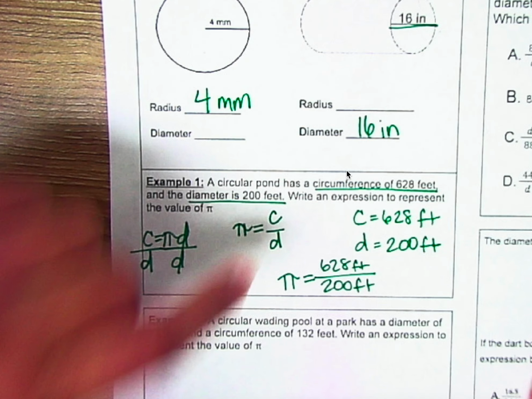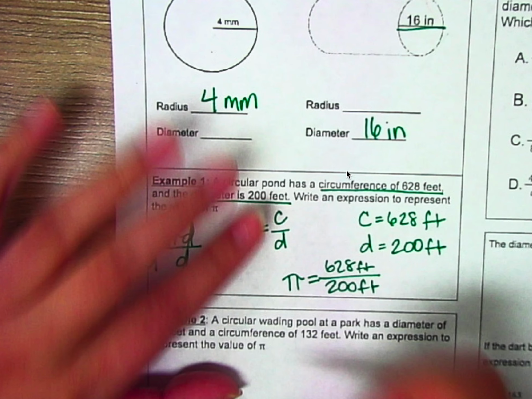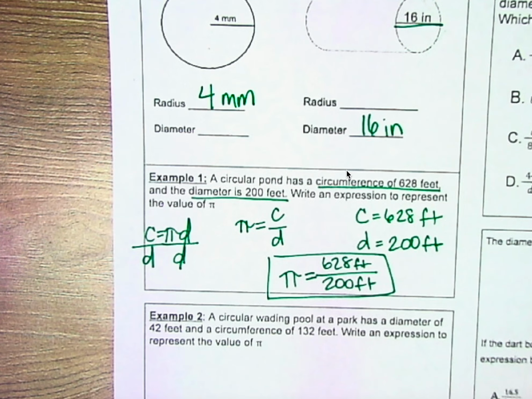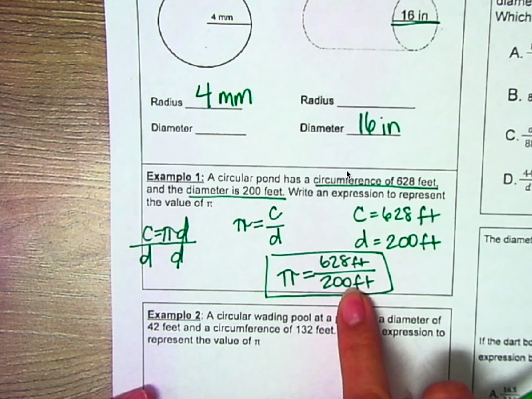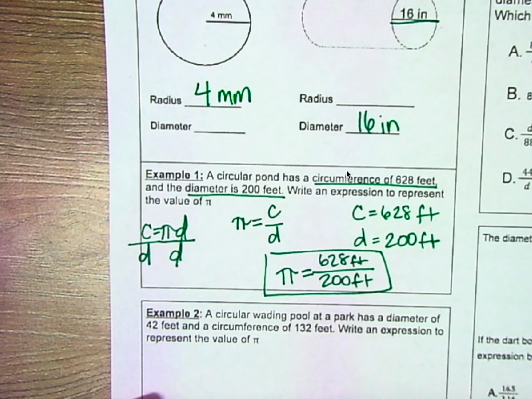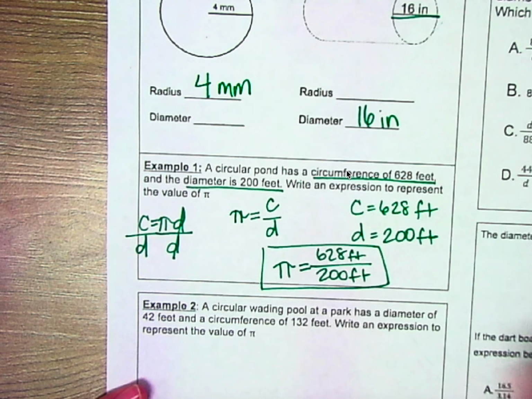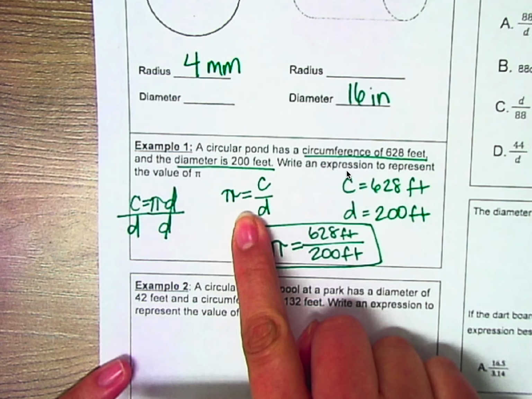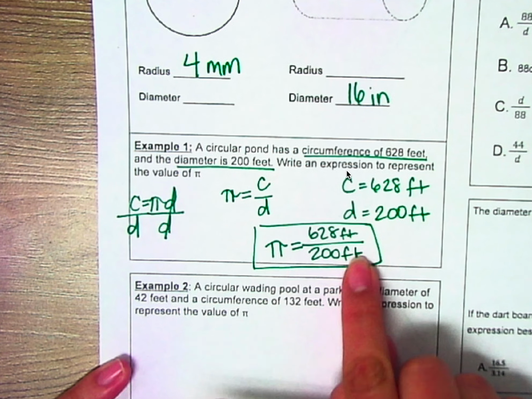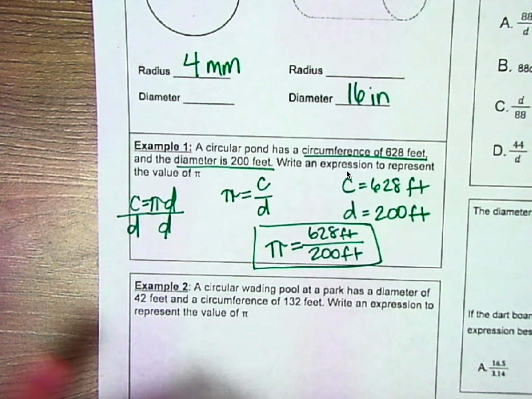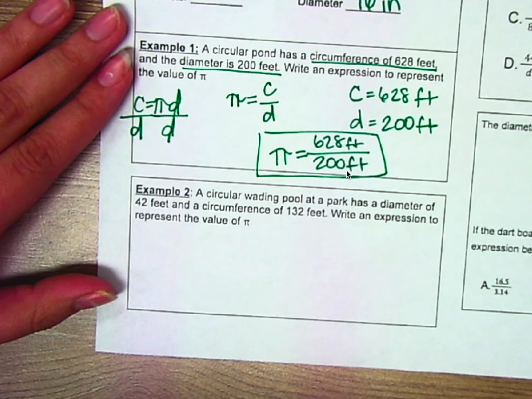Now the best part about this is you don't have to solve it. Once you get here, you just have to box your answer. Okay? You do not have to solve for pi. They just want to make sure you can set it up correctly. Okay, I do have a poster on the wall, and it shows you the formula and how you set it up. Okay, but you do not have to solve. Okay, let's do example 2.